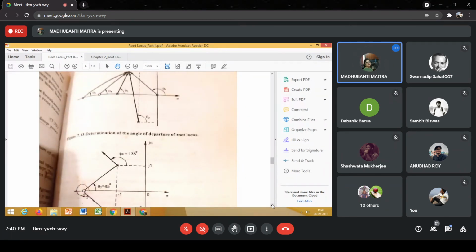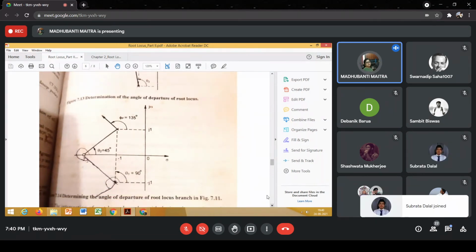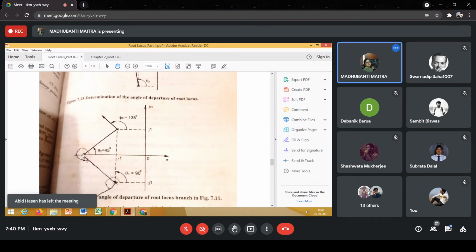Calculate the angle of departure. So two open loop poles located at -1 plus minus j1, and one open loop zero located at -2. This is -2. So calculate the angle of departure for this complex open loop pole.